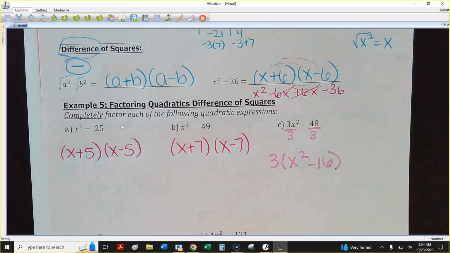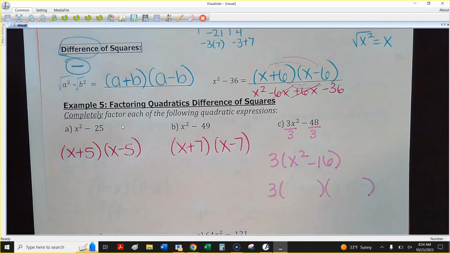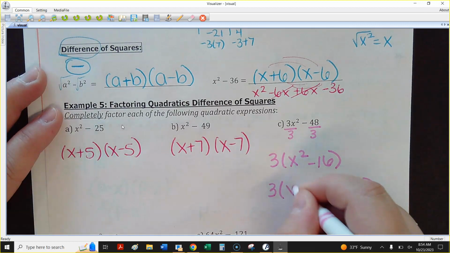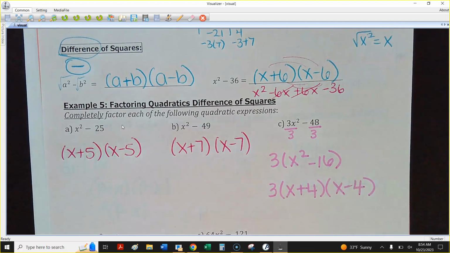So initially when I looked at the problem, I was like, those aren't perfect squares. But if I take the 3 out in front, what is in the parentheses is then a difference of squares. So x squared minus 16, both of those are perfect squares. Just one would be an x plus 4, one would be an x minus 4 to take care of that.